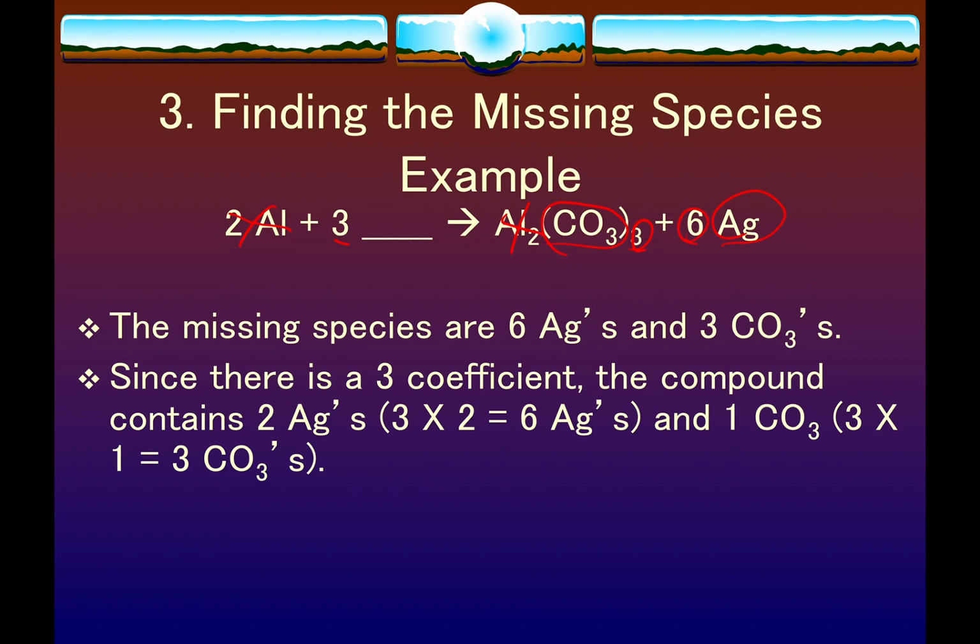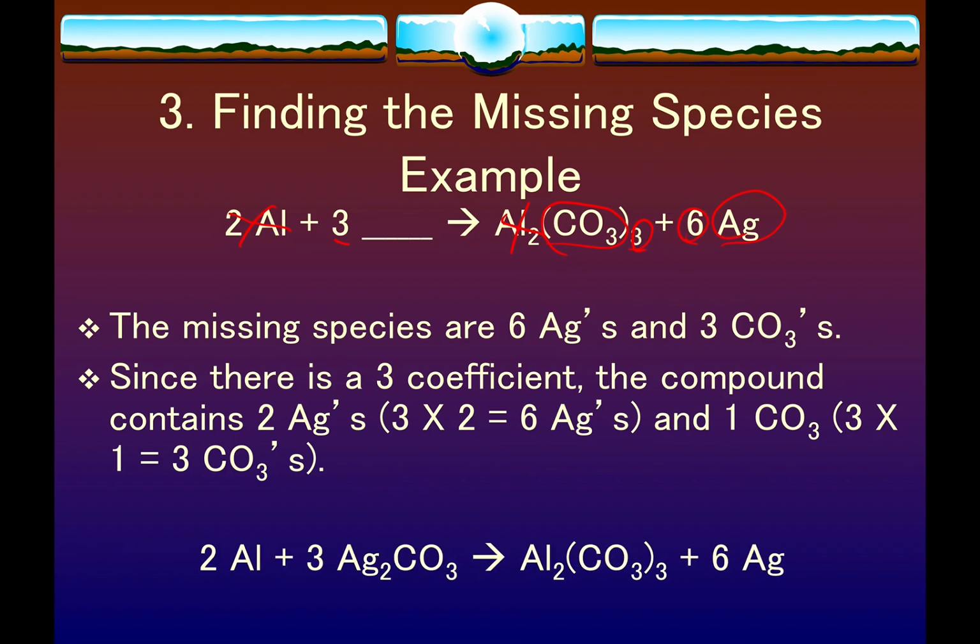Since we have the 3 coefficient, the compound contains 2 Ags, because 3 times 2 is 6, and 1 carbonate, because 3 times 1 is 3 total carbonates. So we get Al2CO3, 3. Or excuse me, Ag2CO3. We're looking at the reactant there, not the product.